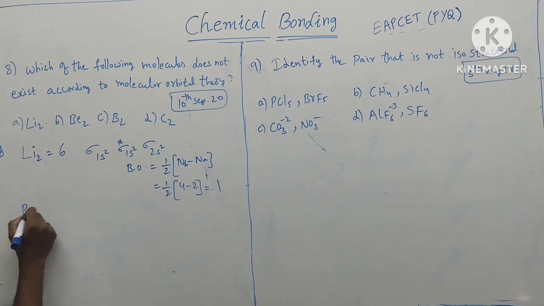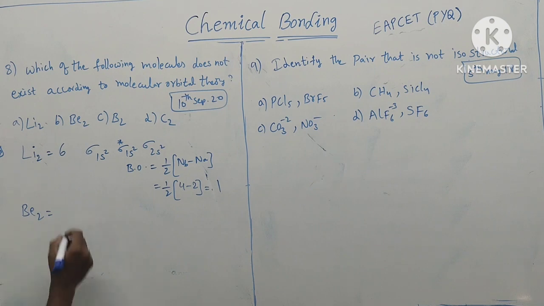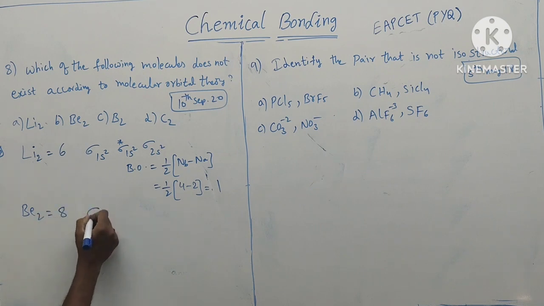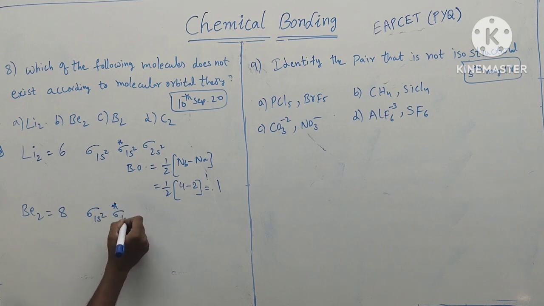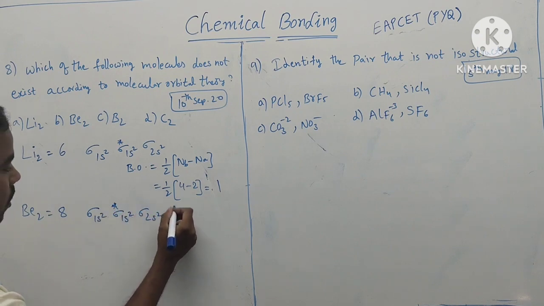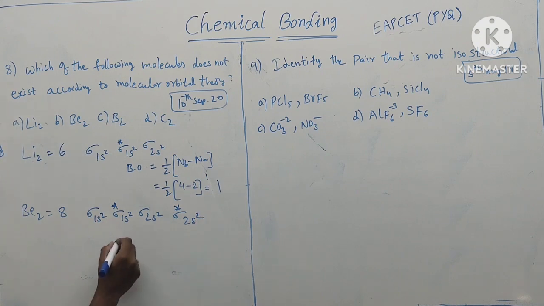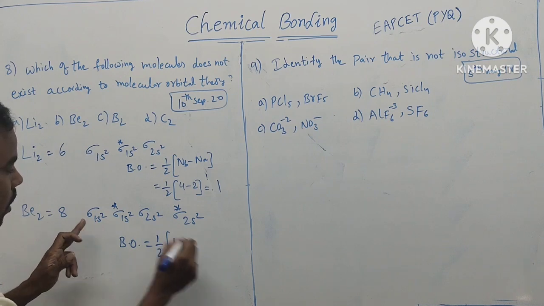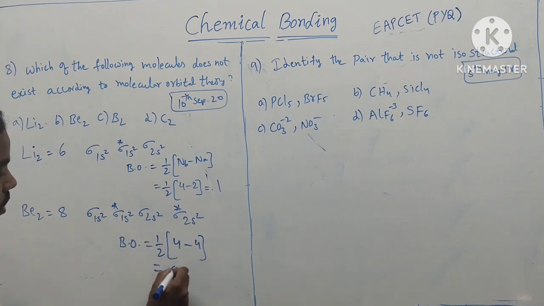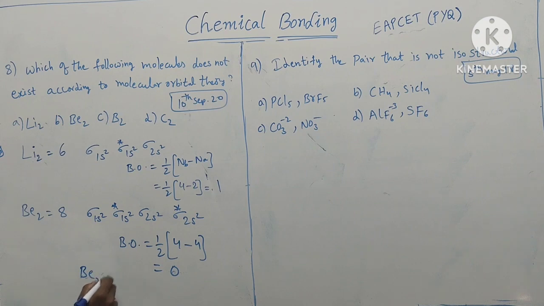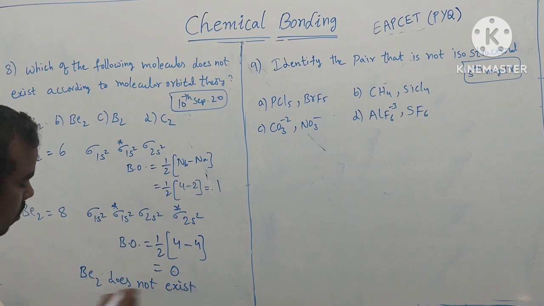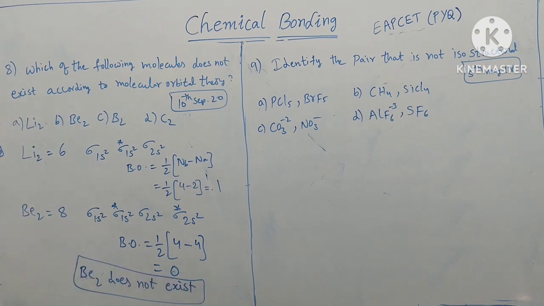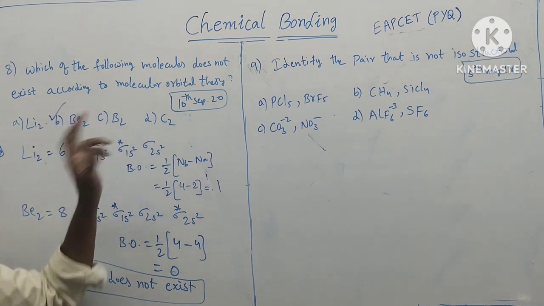So next one, Be2. Be atomic number 4, so 4 plus 4, 8 electrons. So sigma 1s2, sigma star 1s2, sigma 2s2, sigma star 2s2. So bond order is equal to half into number of bonding electrons, 2 plus 2, 4, minus anti-bonding electrons 4. 4 minus 4 by 2, so 0. So Be2 does not exist. If bond order is 0, that molecule does not exist. Be2, like He2, bond order 0, does not exist. So answer B. You do C and D.